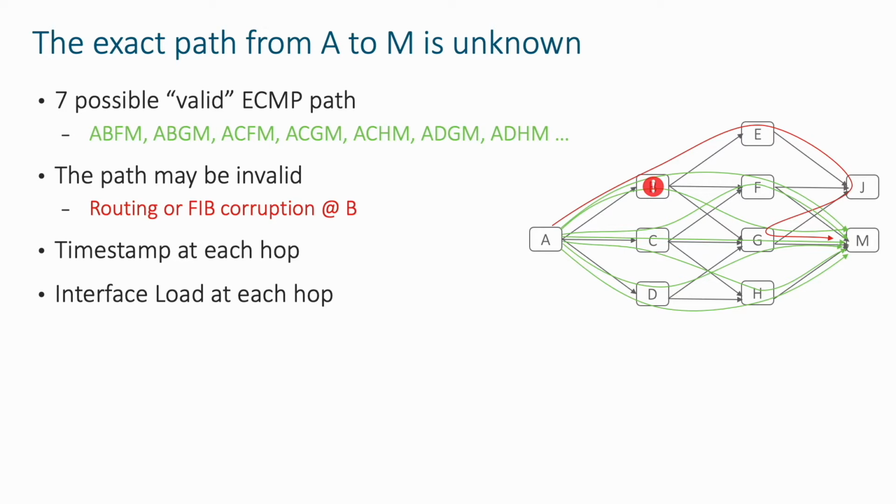You wouldn't know either. Path tracing is a solution to this problem that not only gives you a deterministic solution to tell you on which path the packet has been forwarded, but also the timestamp at each hop and the interface load on each hop.